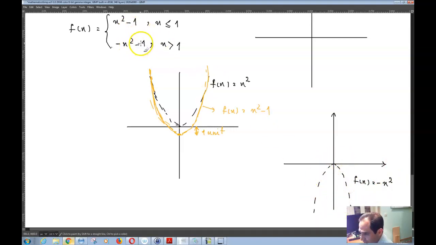Now if you shift this function down 1 unit, you will get to this function. Meaning that if I draw this function over here, and if this is 1 unit, then this function over here is basically f of x is equal to negative x squared minus 1. Okay, so this is about these two functions.